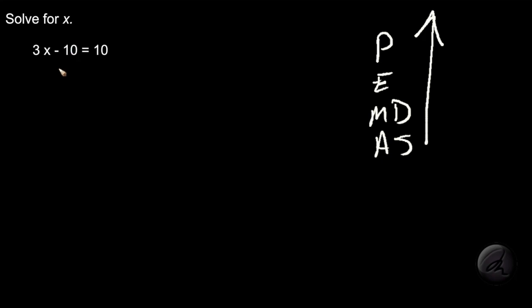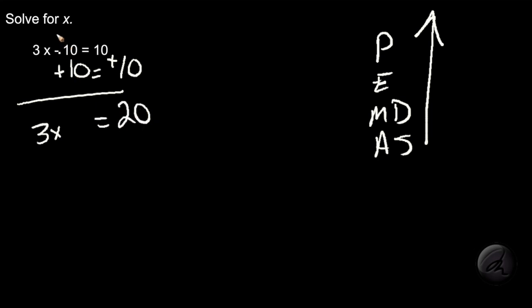So the first thing we want to do is get rid of our addition and subtraction. So we're going to add 10 because that's the opposite of the take away 10. What we do to one side of the equation, we have to do to the other side so that we can balance the equation. So we have 3x equals 20, because negative 10 and 10, those cancel. 10 plus 10 is 20.